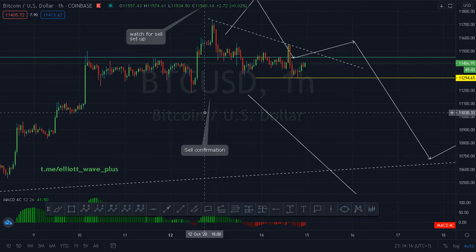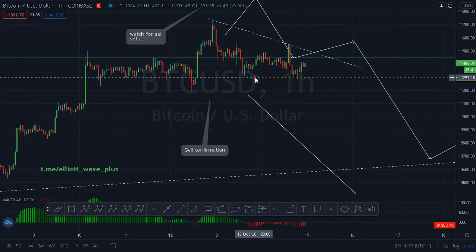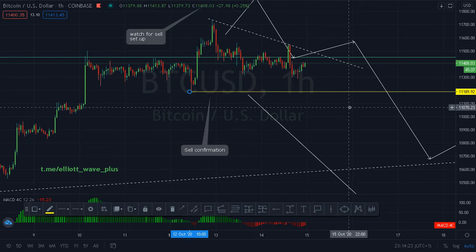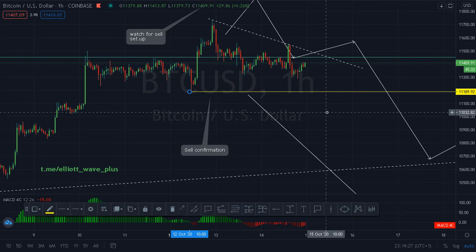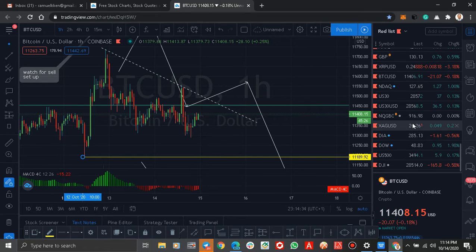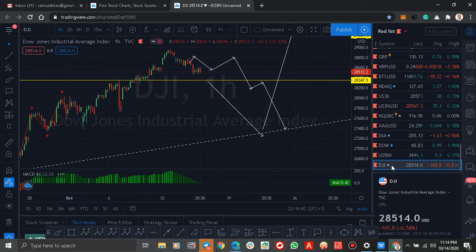So if you are a conservative trader, wait for the break of this very line. That is 11,189.2. So that's all for Bitcoin. We also analyzed Dow Jones Industrial Average. Okay, this is Dow 1 hour.